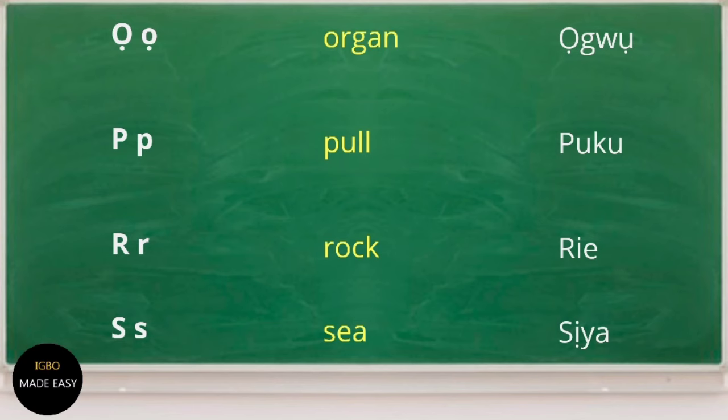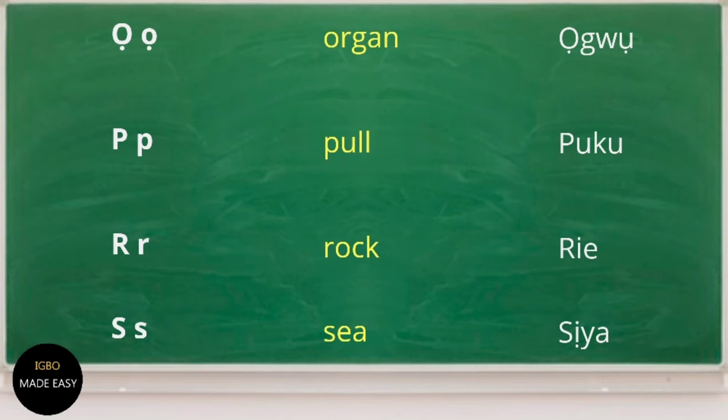So the next letter we have here is P. P is synonymous to the regular English sound of P, like pull, put, peg. The example we have here is puku. Puku means 1,000. So it can be 1,000 naira, it can be 1,000 things. Puku, we handled this in the lessons on numbers.